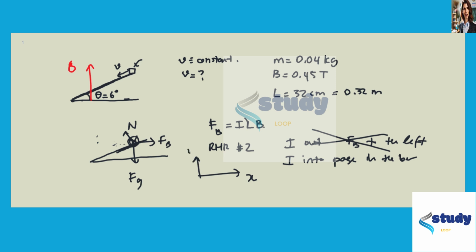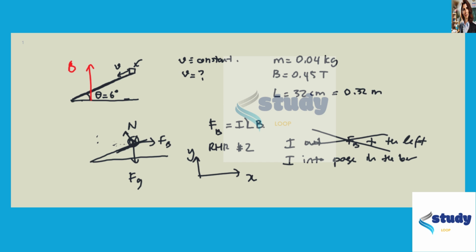If we agree on this free body diagram, the rest is pretty straightforward. So let's use this coordinate system, x and y. Then F sub g is purely along the negative y direction.